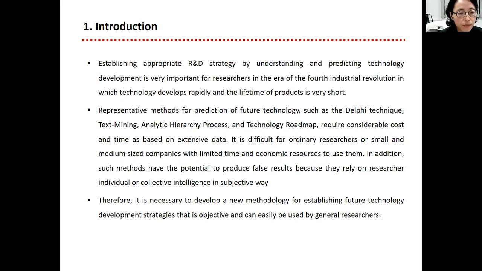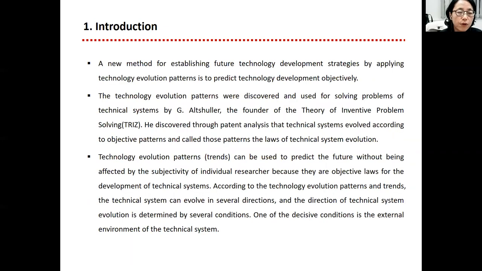In addition, such methods have the potential to produce false results because they rely on researchers' individual or collective intelligence in a subjective way. Therefore, it is necessary to develop a new methodology for establishing future technology development strategies that is objective and can easily be used by general researchers. A new method for establishing future technology development strategies by applying technology evolution patterns is to predict technology development objectively.